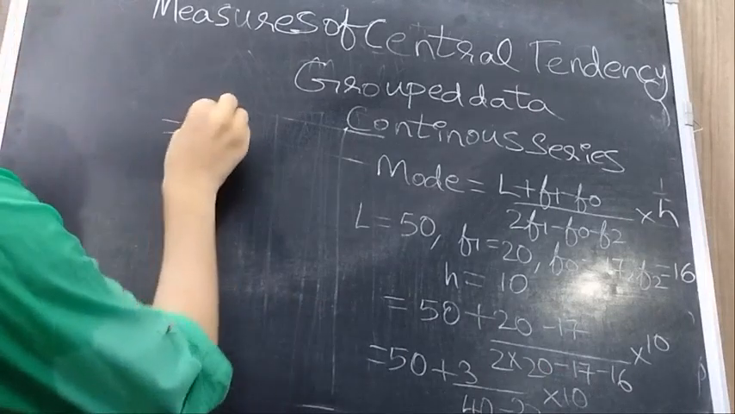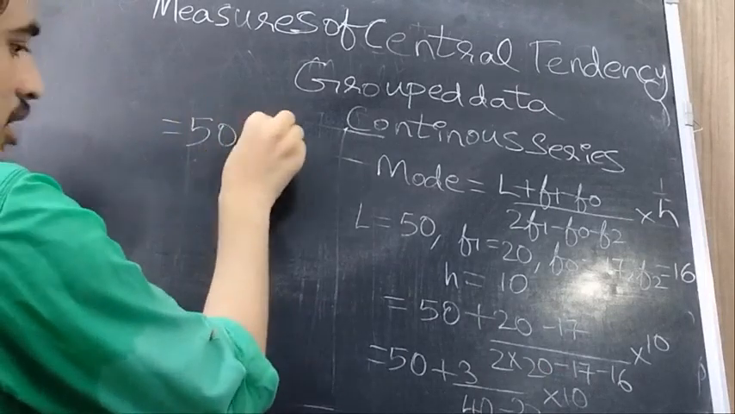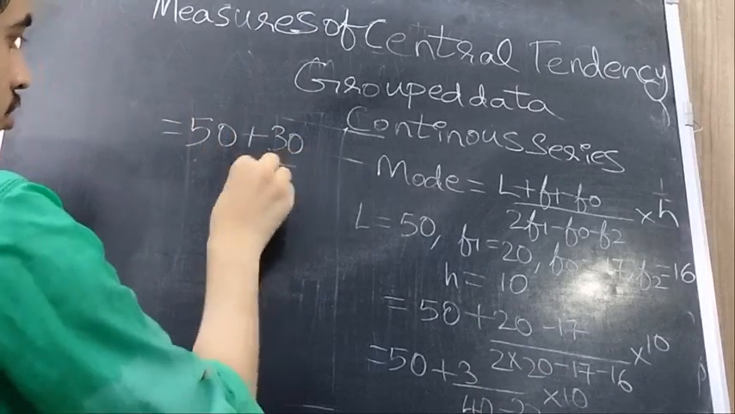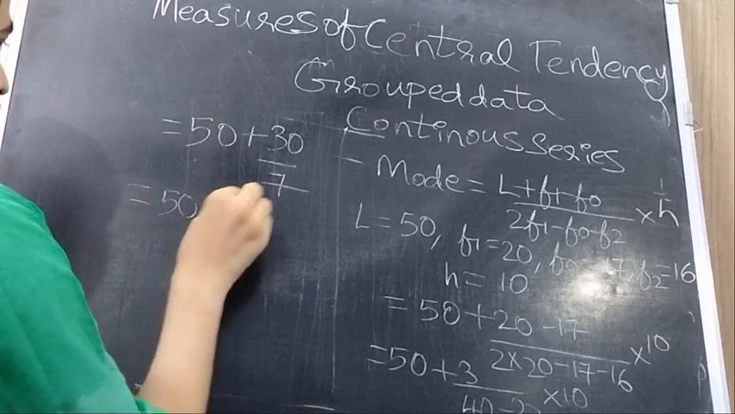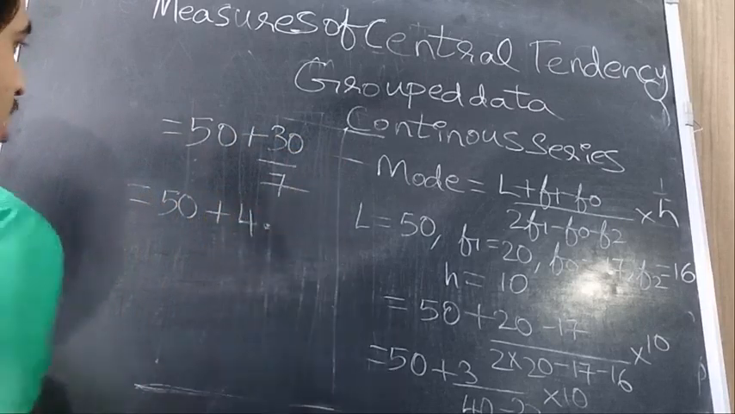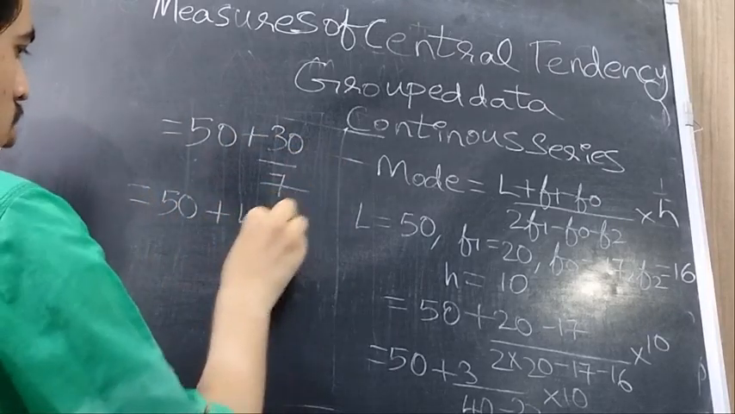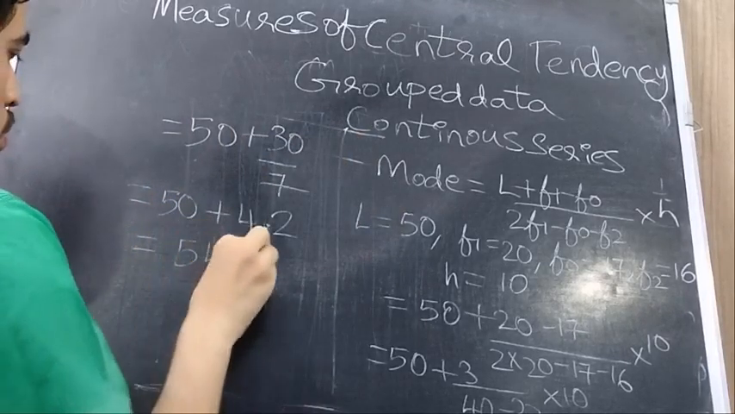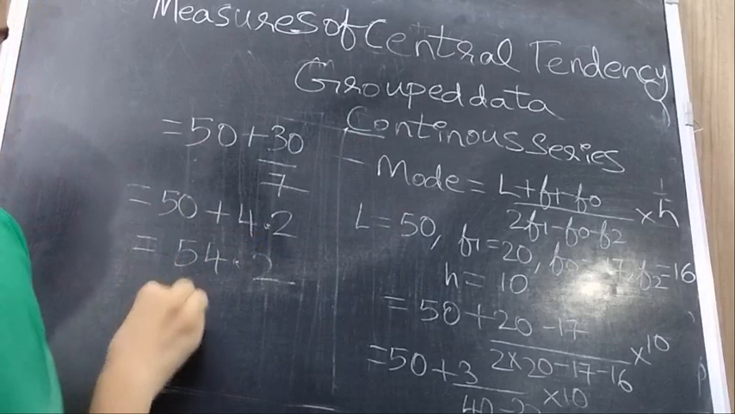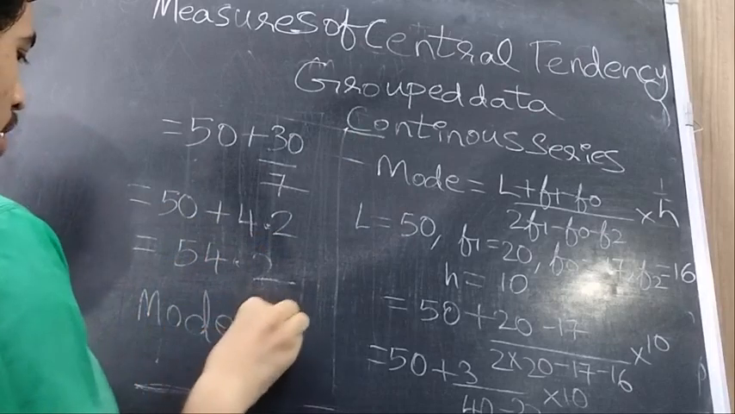That is 50 plus 30 by 7. 50 plus 30 by 7, how much will you get? 4.2 something you will get. That is 54.2. So mode is equal to 54.2.